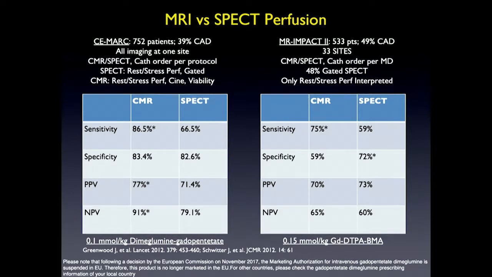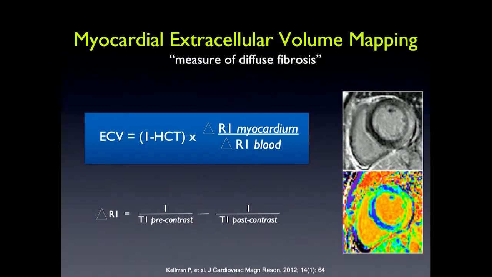These are the CE Mark study on the left and the MR IMPACT study on the right. The study on the left uses a single dose of gadolinium. The study on the right uses 0.15. And again, both of these were comparisons with nuclear, which found higher sensitivity and specificity compared to SPECT, but again, carried out with a slightly lower total dose of gadolinium for perfusion.